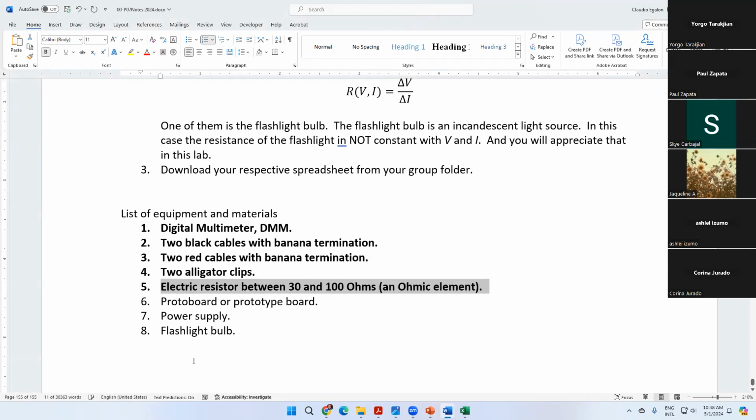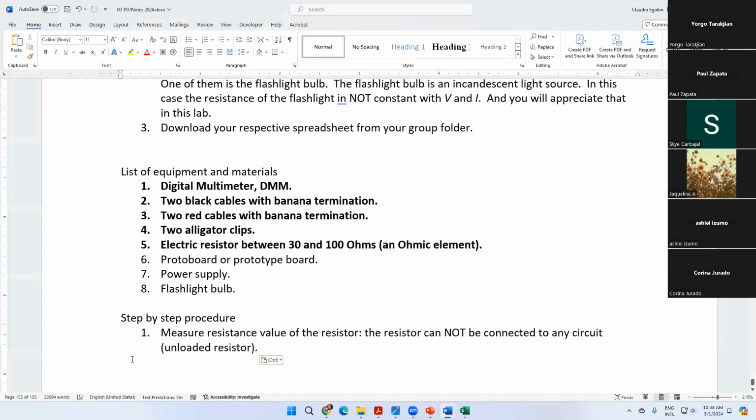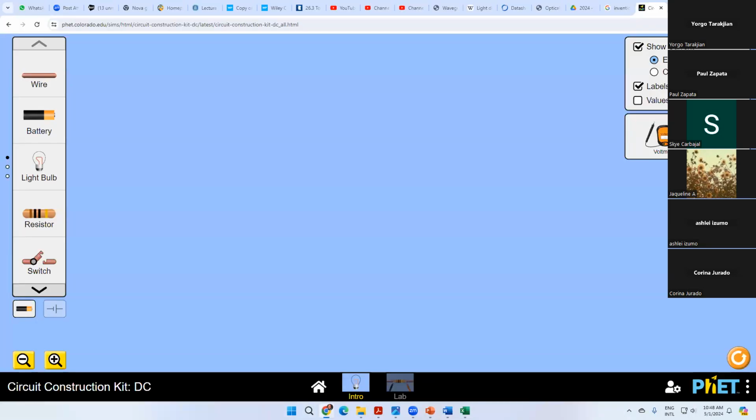Sorry. Okay. The first thing is to measure the resistance value of the resistor with the multimeter. That's the first thing that we're doing. I'm not going to illustrate it in the simulation because they don't have an ohmmeter here. They have only a voltmeter and an ammeter.